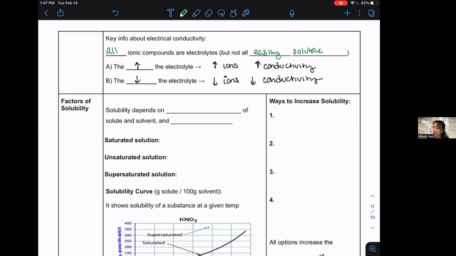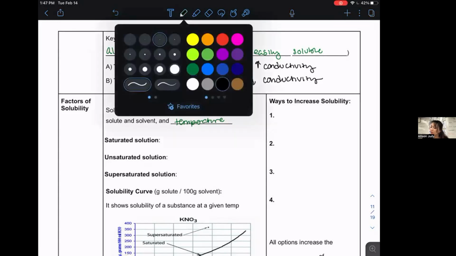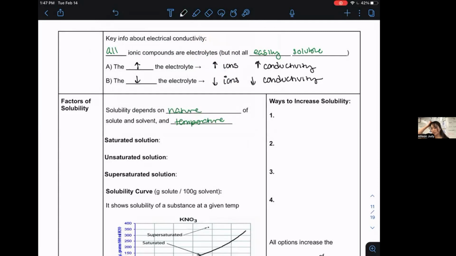Well, here's something to remember. Solubility depends on temperature, and what was the other word I was going to say? I think I moved some things around. No, it says it depends on the character, nature of solute and solvent, and the temperature.